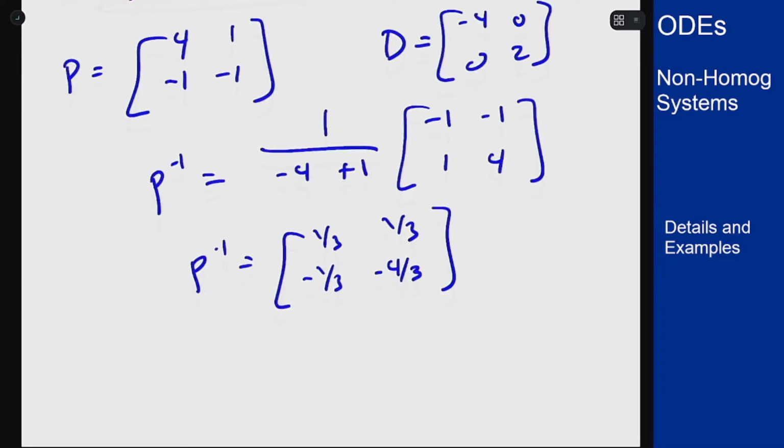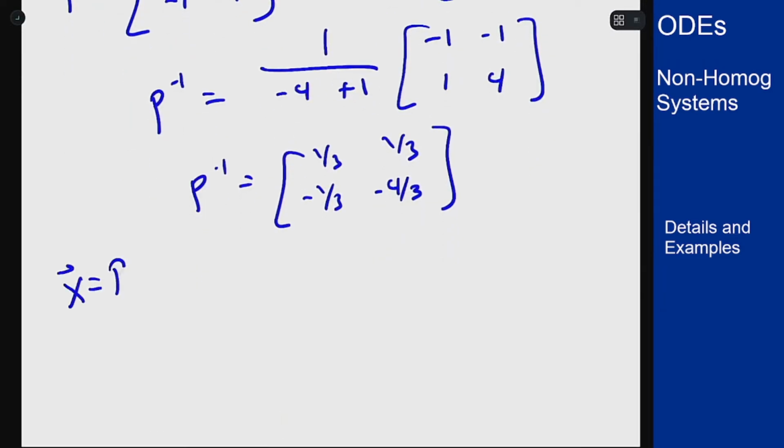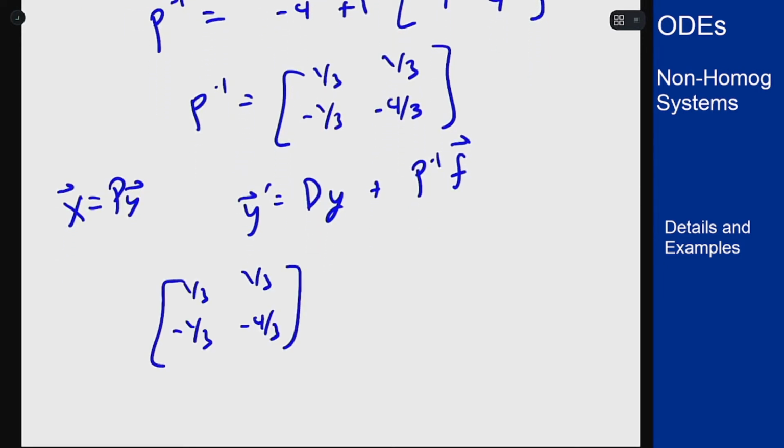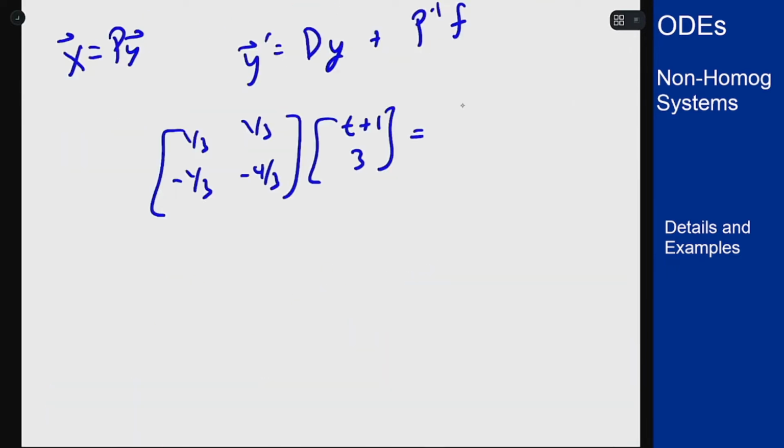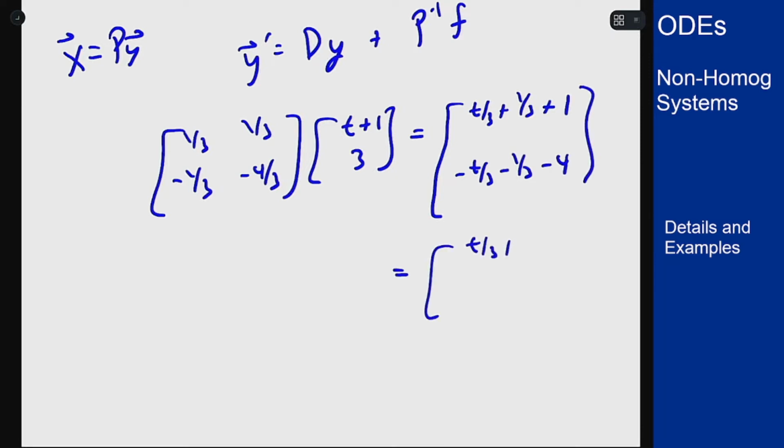So we know that if we define x as P times y, then y will solve y prime equals Dy plus P inverse f. We know what Dy looks like because D is diagonal, but for P inverse f, we have to compute that out. Pulling in our f function, which is the non-homogeneous part of the original equation, which is t plus 1 and 3, gives the vector here as t over 3 plus 1/3 plus 1, negative t over 3 minus 1/3 minus 4, or t over 3 plus 4/3, minus t over 3 minus 13/3.